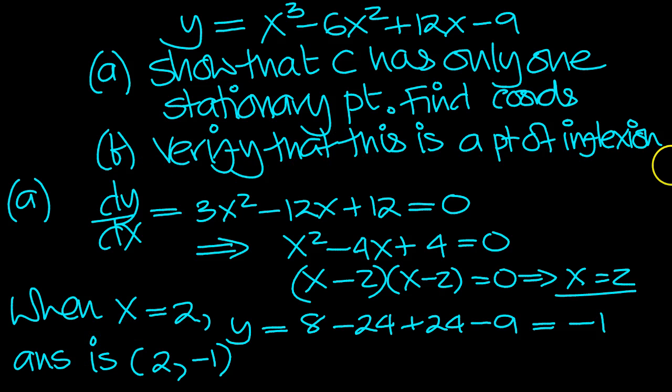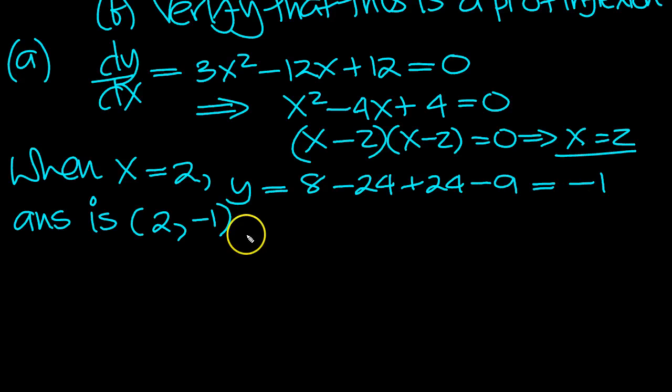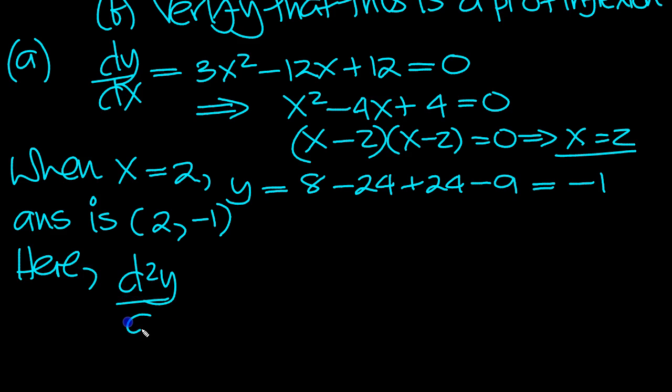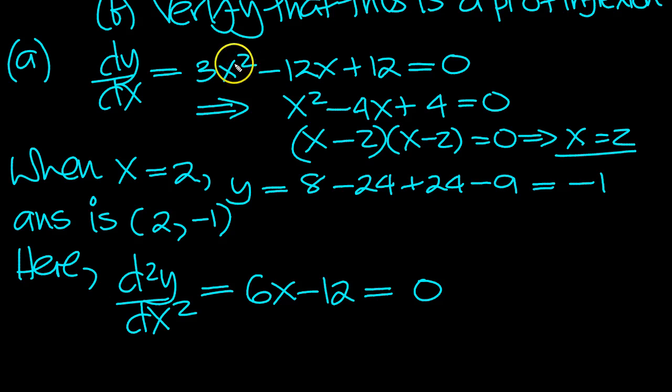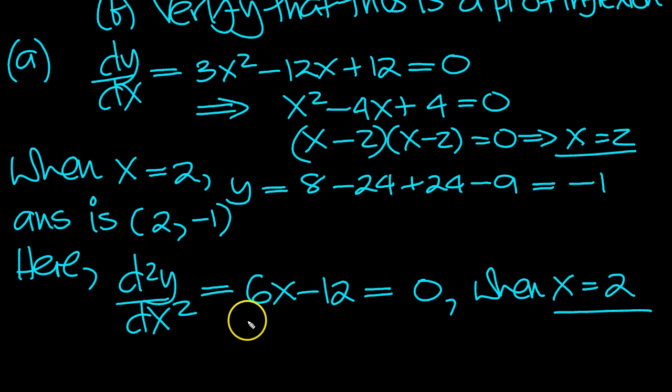Part B then, verify this as a point of inflection. So let's get the second derivative and take a little closer look at it. So here, d2y by dx squared is equal to 6x minus 12, and that equals 0. Well, we've differentiated: 2 comes down to make 6x minus 12 equals 0. That equals 0 when x equals 2. So we can't say whether it's a max or min then.